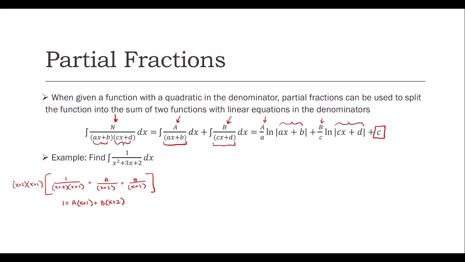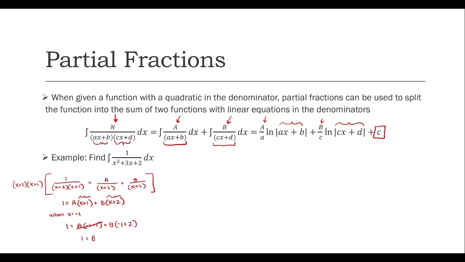So to solve for a and b, we want to set one of these factors to 0. So we could plug in -1 or -2. So we can go ahead and say when x equals -1, then we'll have 1 equals a times -1 plus 1 plus b times -1 plus 2. So -1 plus 1 is 0, so this whole term will go away. So we get 1 equals b times 1. So 1 equals b.